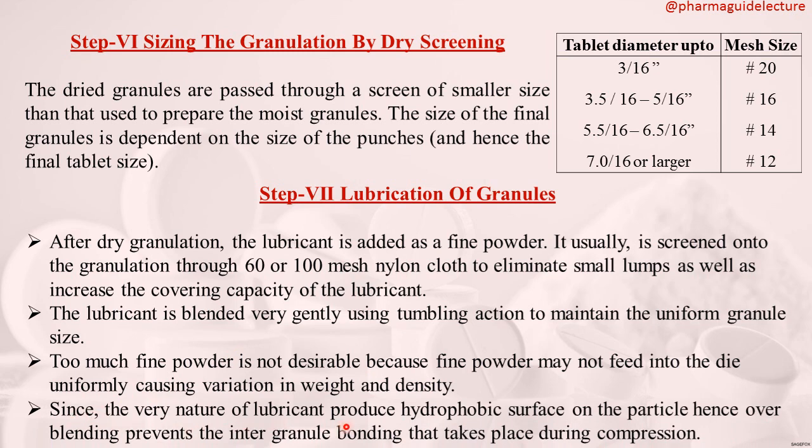Since the very nature of the lubricant produces a hydrophobic surface on the particles, overblending prevents the intergranule bonding that takes place during compression. Due to the hydrophobic nature of the lubricant, it forms a covering or a film over the particles. If complete covering occurs, this complete hydrophobic film formed over the particles will prevent the intergranule bonding that takes place during compression. Hence, overblending of the lubricant must not take place.